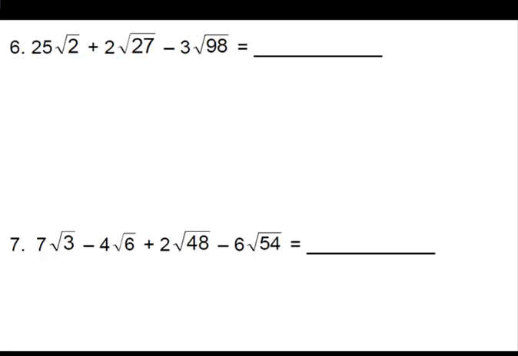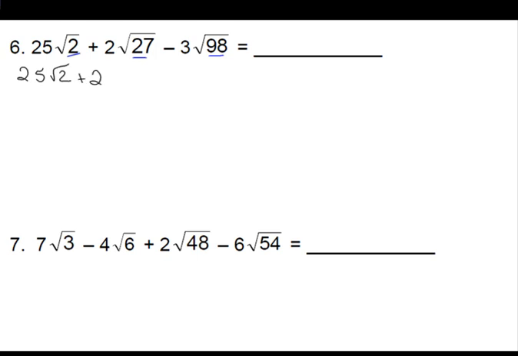Looking here at number 6, none of these things seem to be matching here. I've got a 2, I've got a 27, and I've got a 98. Well, I know that 2 doesn't go into 27, but I think I can probably simplify that one. 2 does go into 98, so let's see. This first one is not going to change. It's staying alone because 2 is a prime number, small as I can make it.